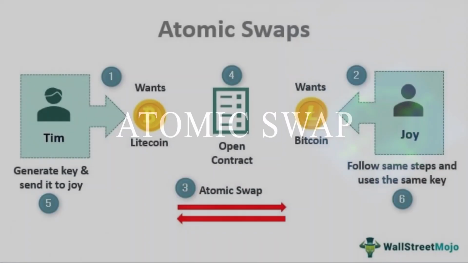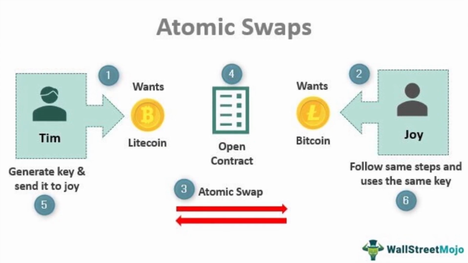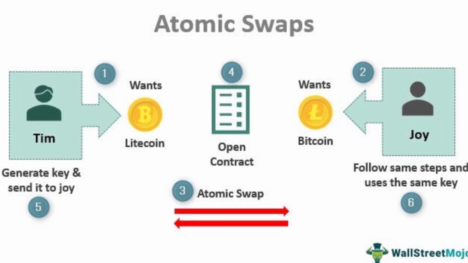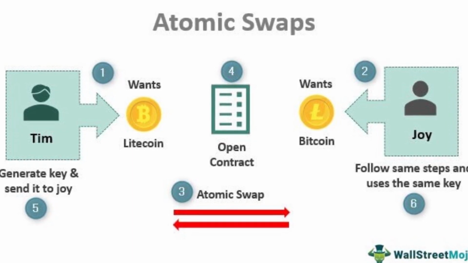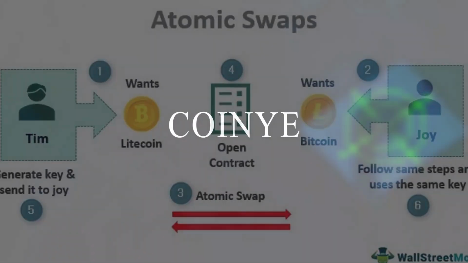Atomic swap. This refers to an exchange of cryptocurrencies from separate blockchains. The swap is conducted between two entities without a third-party involvement. The idea is to remove centralized intermediaries like regulated exchanges and give token owners total control.